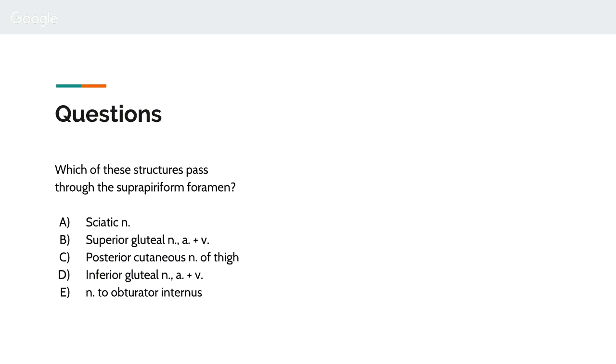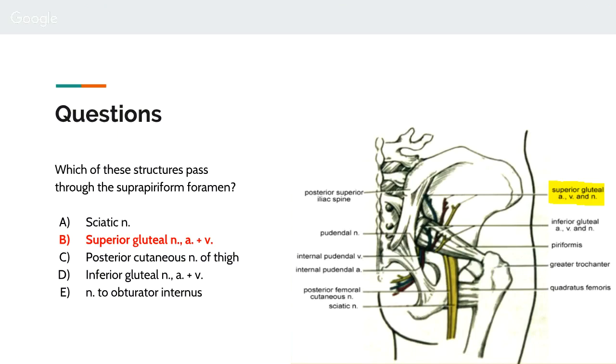So onto pelvis. Start with a couple of questions. Which of these structures pass through the suprapiriform foramen? Just yell out if you got the answer. B? Yeah, nice. So yep, superior gluteal artery, vein and nerve. And most of the rest of it runs through the infrapiriform foramen.